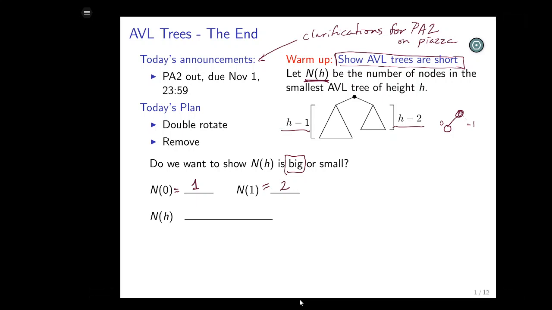What kind of trees should they be? They should be binary search trees. One more step. They should be AVL trees, and one more: they should be the smallest AVL tree of height h-1. So this guy is the smallest. How many nodes are in this guy with height h-1?